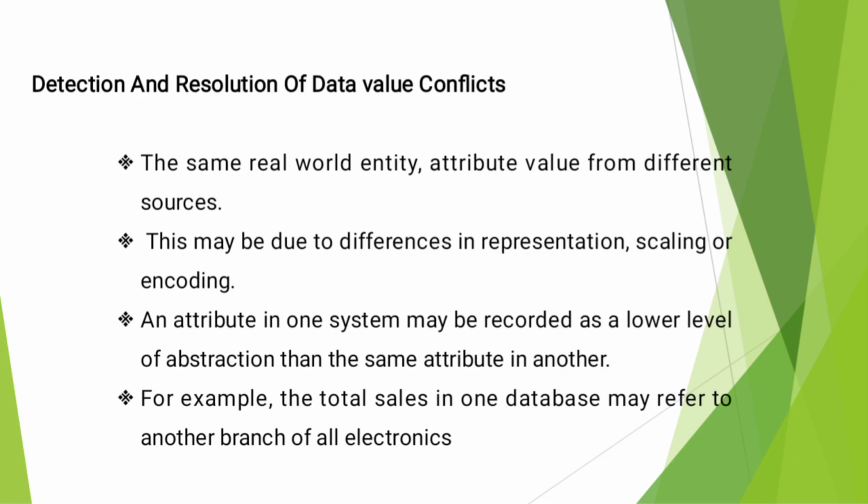Detection and resolution of data value conflicts. The same real world entity may have different attribute values from different sources. This may be due to differences in representation, scaling, or encoding. An attribute in one system may be recorded at a lower level of abstraction than the same attribute in another. For example, the total sales in one database may refer to one branch of All Electronics.